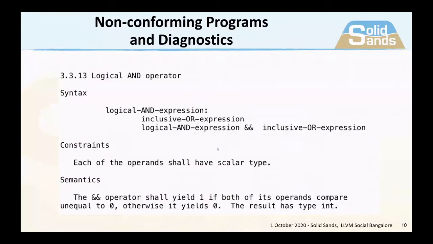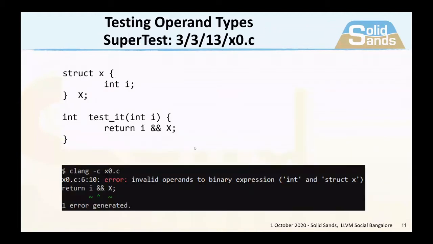Similarly, like I said, we also do diagnostic testing. So here we have the specification of the logical AND operator. And there a constraint is defined which says that each of the operands of the AND operator should have scalar type. So both sides should be a scalar type. And according to that, we can develop a test like this, where we have the AND operator here. On the left-hand side, we have i, which is an integer, so that is scalar type. But on the right-hand side, we have x, and x is a structure, so that is not a scalar type.